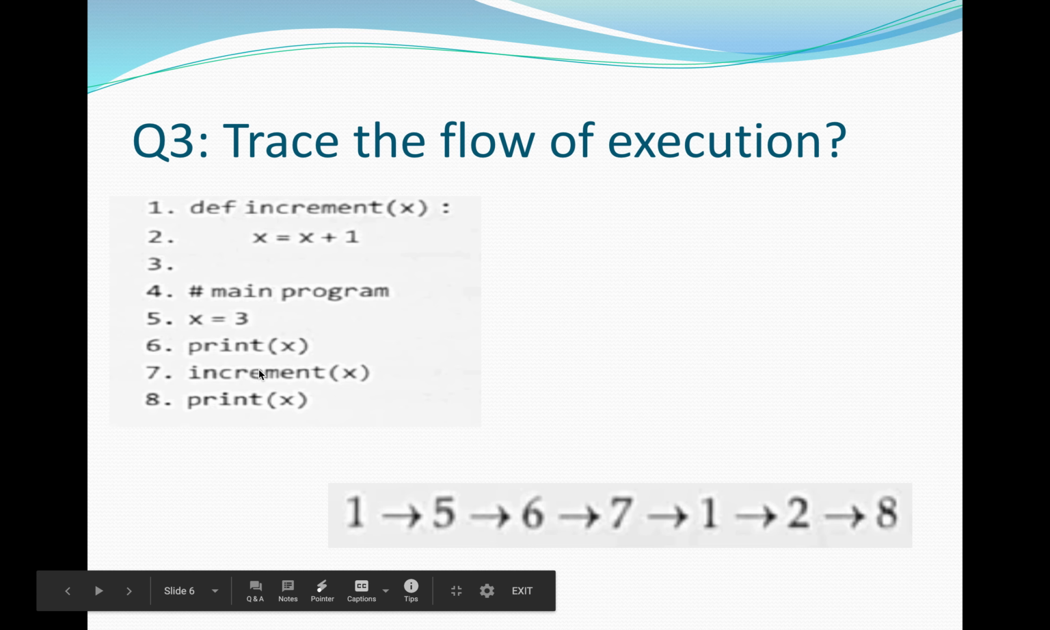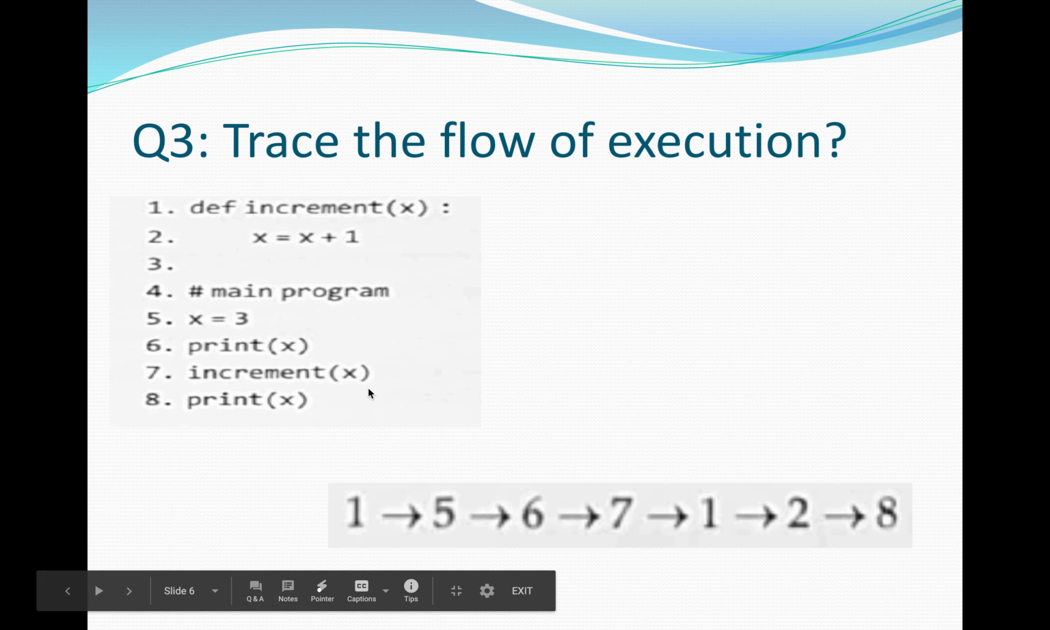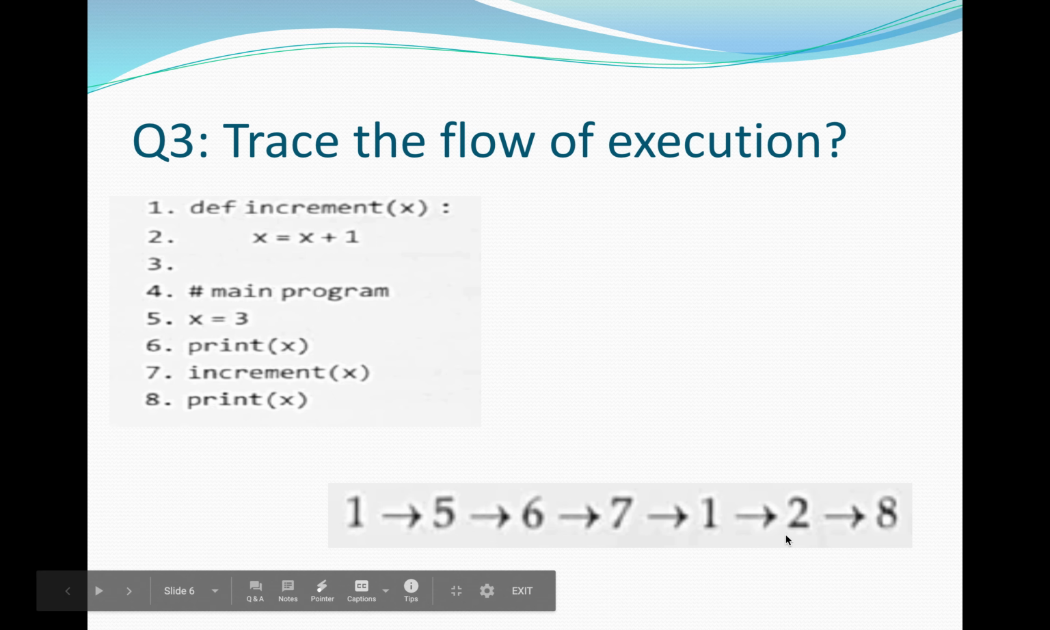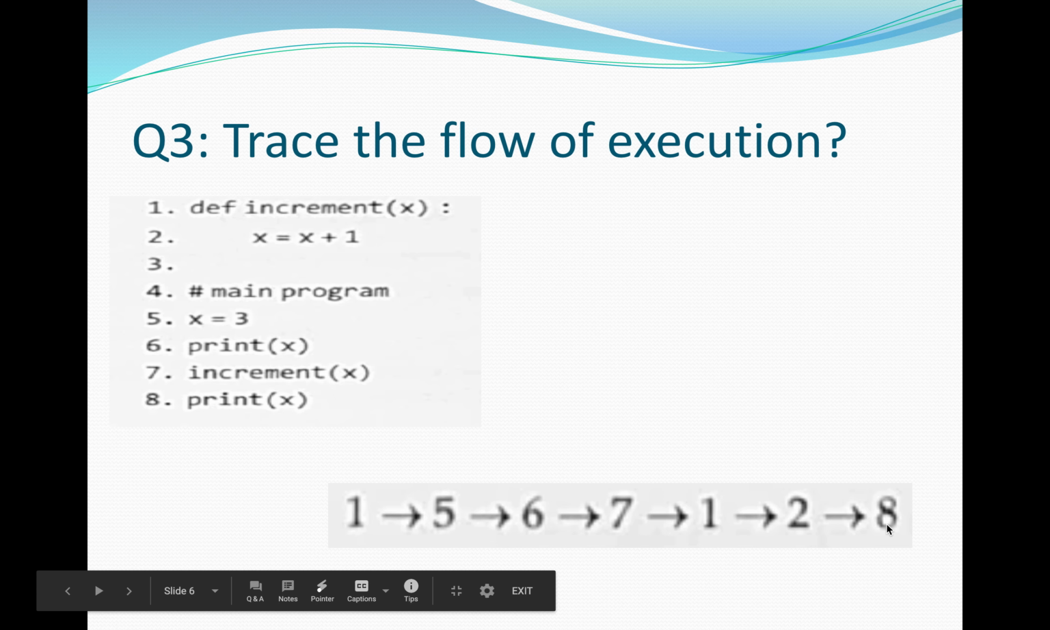Then the seventh statement executes. What is the seventh statement? It is a function call. So it directly goes to the function definition. It again starts executing the function definition, 1 and 2. Then it goes to the next statement after the function call, so it is 8. That is why the flow of execution is 1, 5, 6, 7, 1, 2, 8.